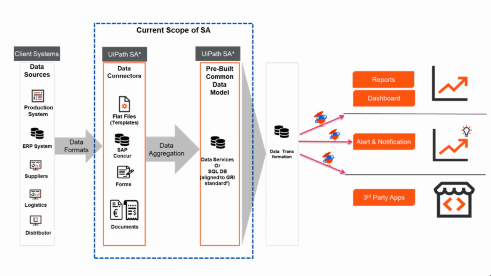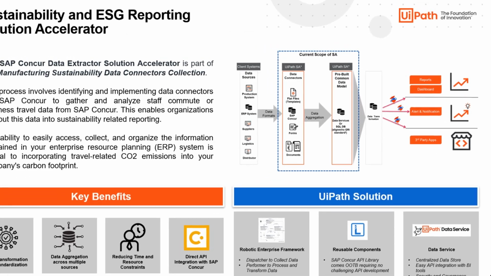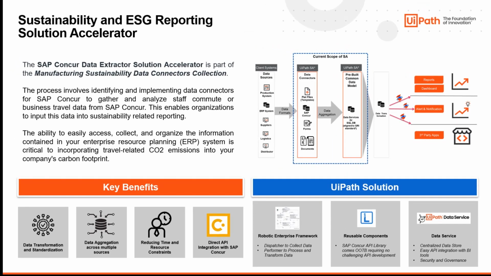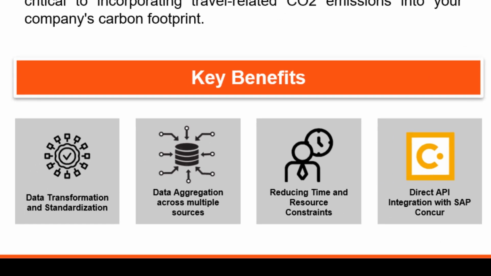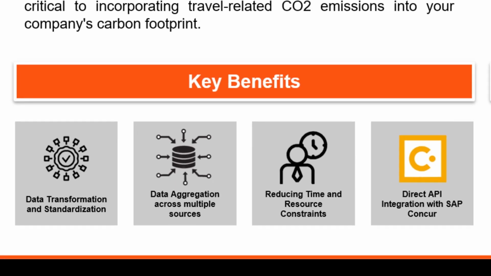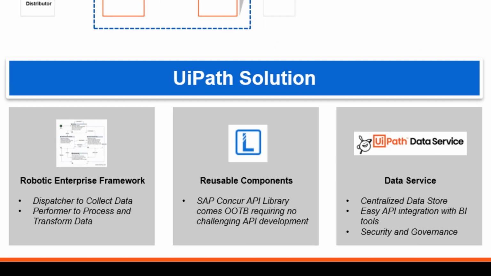service for further reporting. By automating the sustainability and ESG reporting process, organizations will be able to ensure standardized data aggregation across multiple sources, direct API integration into tools like SAP Concur, and ultimately see a higher ROI due to reduction in time and resource constraints of sustainability officers and financial teams that have to manually retrieve and analyze this data. The UiPath solution begins with the Robotic Enterprise Framework.